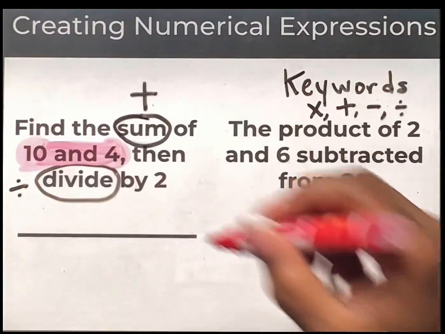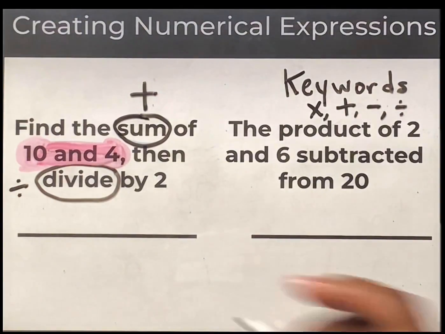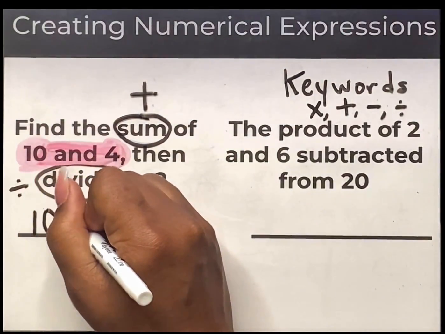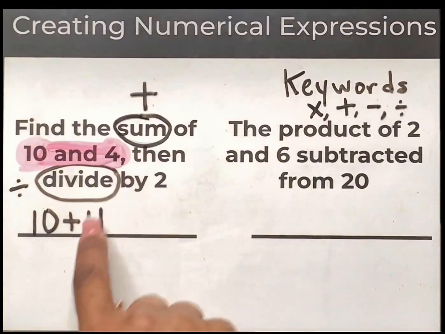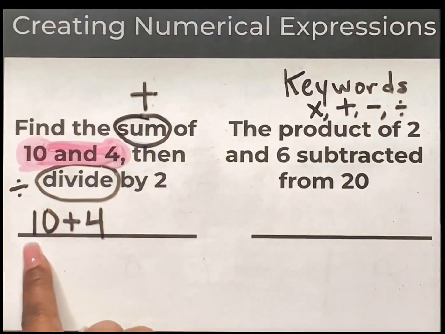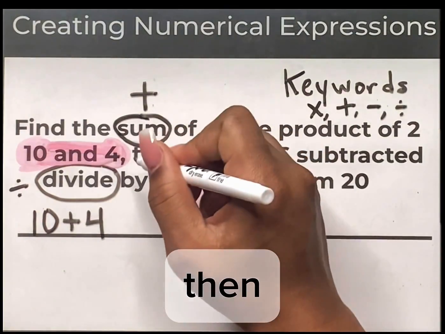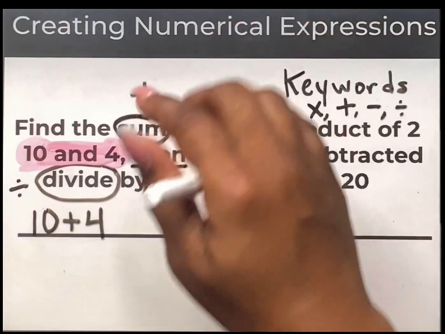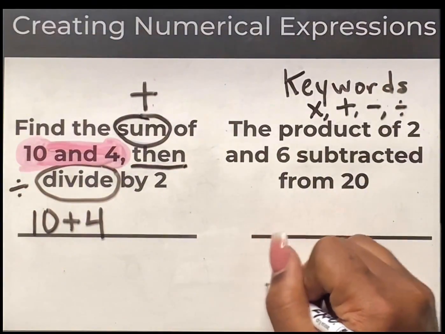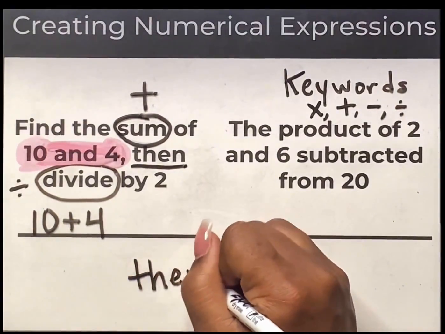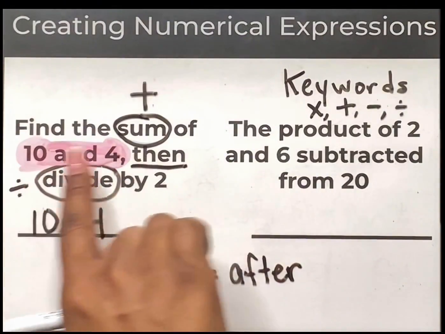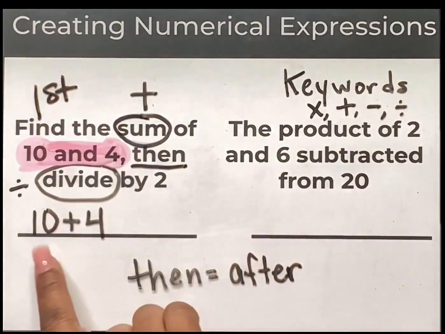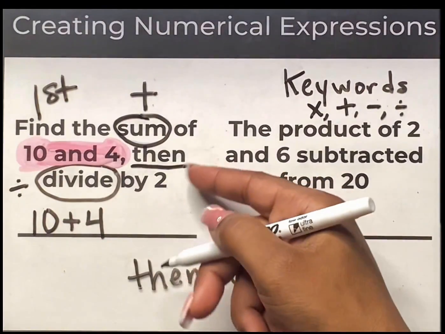10 and 4. So when creating this numerical expression, I know I have to have 10 being added to 4, because that's what that means. Find the sum of those two numbers, 10 and 4. So I'm going to write that first. I see the word then. When I see then, that lets me know I'm going to do this after I do something else. So this is going to be the first thing that needs to happen in my expression. Then I want to do this part second.